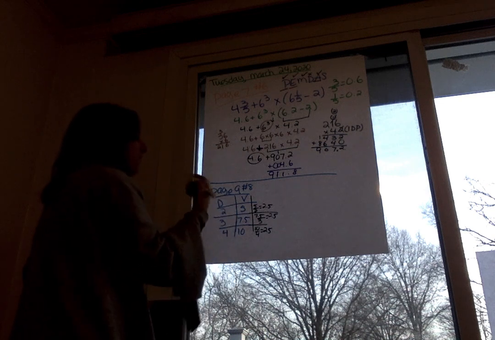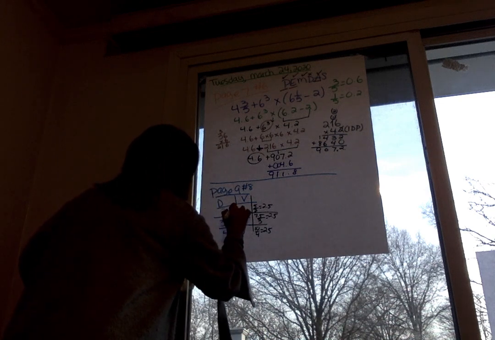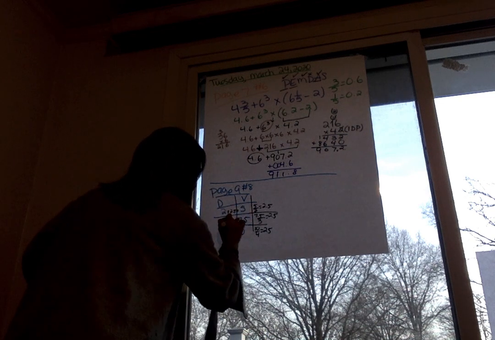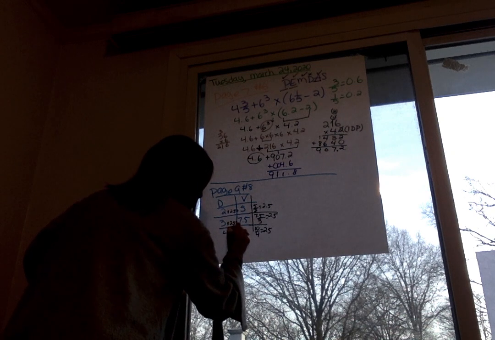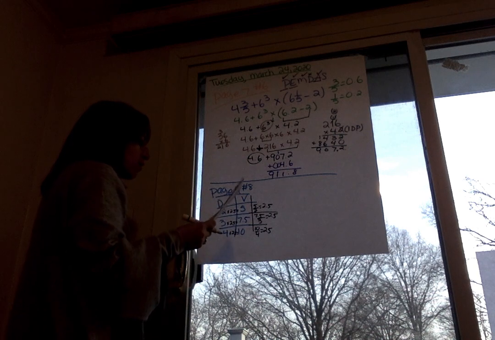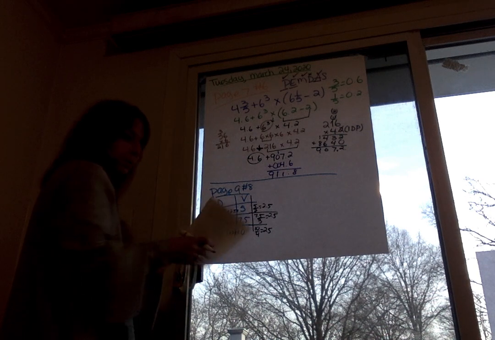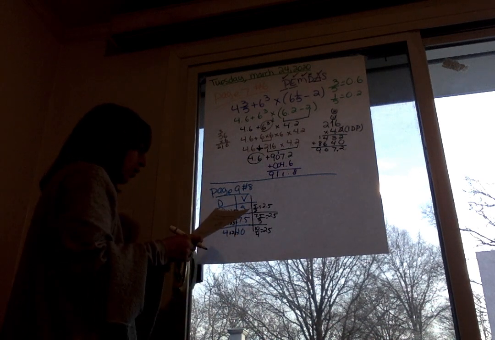So from 2 to 5, I have to multiply by 2.5, because that is my unit rate. Okay, I'm going to write times 2.5 with the black marker. So I know that I have to multiply by 2.5. So now I have to write an equation.